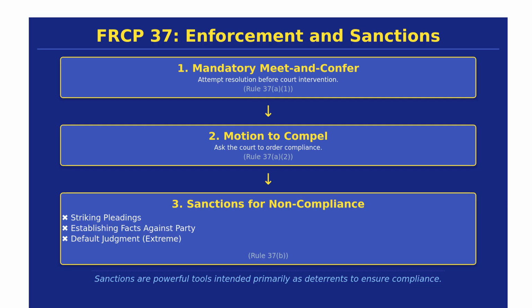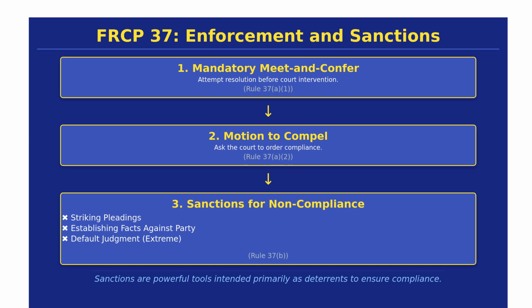We have covered how to respond to discovery requests, including objections and privilege logs. But what happens when parties disagree on the sufficiency of those responses, or outright refuse to comply? This brings us to enforcement under Federal Rule of Civil Procedure 37.